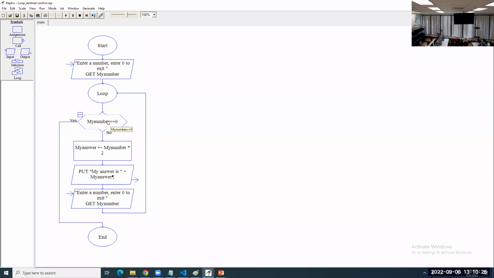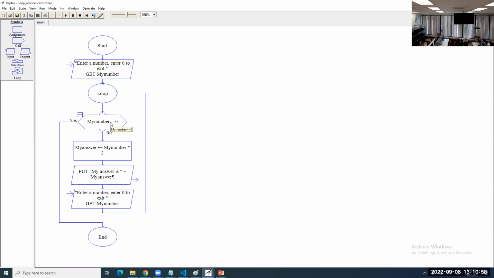Actually, one thing I have to mention again here, the difference between the real programming language and the Raptor. So basically, in the real programming language, whenever the condition is true, you keep doing the loop. But in the Raptor, when the condition is true, you exit the loop. Right? So that's why when you convert from the source code or when you convert from flowchart, you have to understand the difference between the Raptor and the real programming language here.